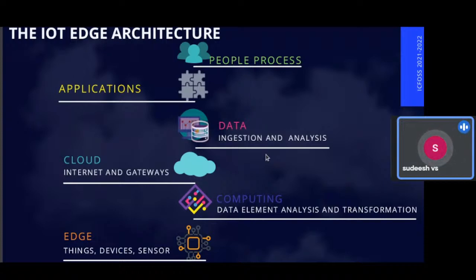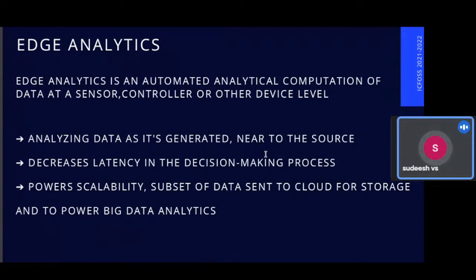So next is edge analytics. You already know what edge analytics is. Edge analytics is the automated analytic computation of edge data at the sensor, controller, or device level. If we are going to use any IoT device, the edge analytics will be in the device itself.